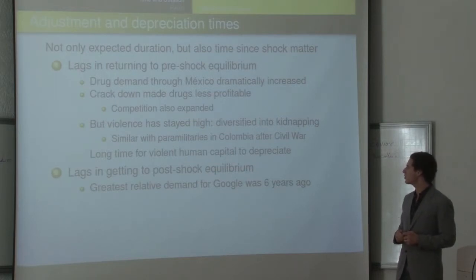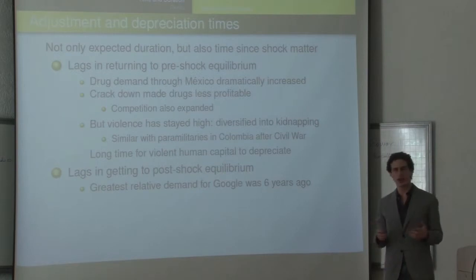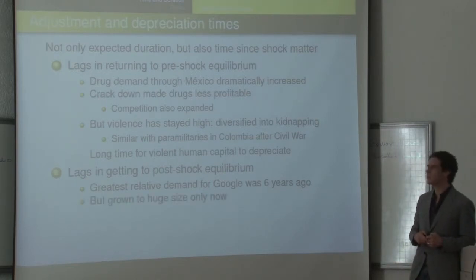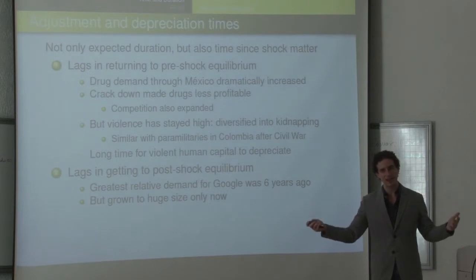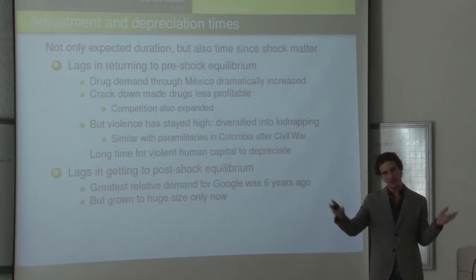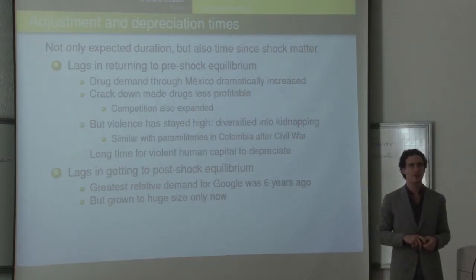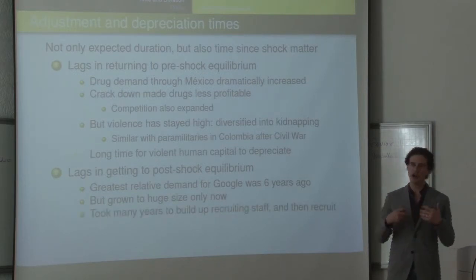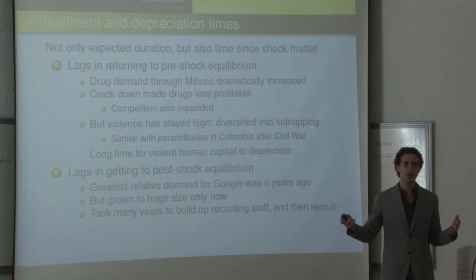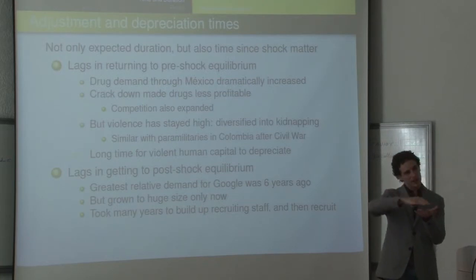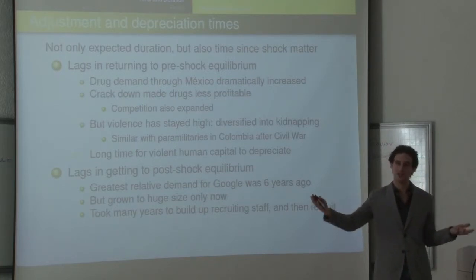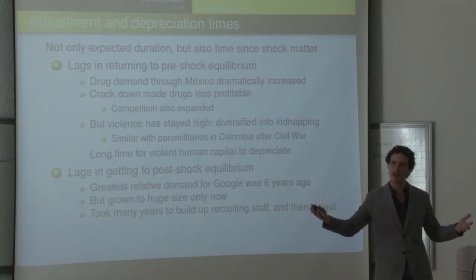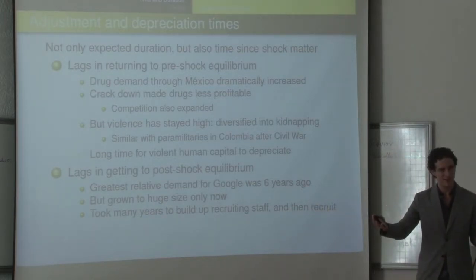So the greatest relative demand for Google relative to other search engines was 6 years ago, but they've only grown to their giant size in the last couple of years. And the reason is because it took them so long to build up all the people and the physical facilities and all that sort of stuff. Because it was durable, not just the people that they hired or the places they built, but even putting in the infrastructure to build those places was durable. So even the rate at which they started to increase took a while to get going, because they had to hire an HR staff who could hire people who would work there, right?